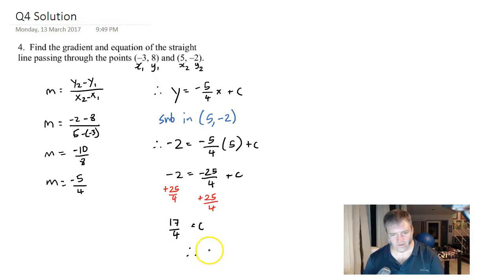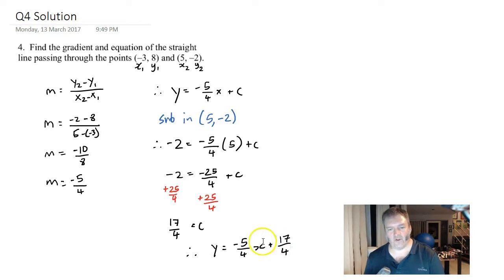And I've got my equation. Y equals -5 over 4x plus 17 over 4. And whilst that doesn't look particularly attractive, I could multiply through by 4 just to have all integer values. It's perfectly fine.